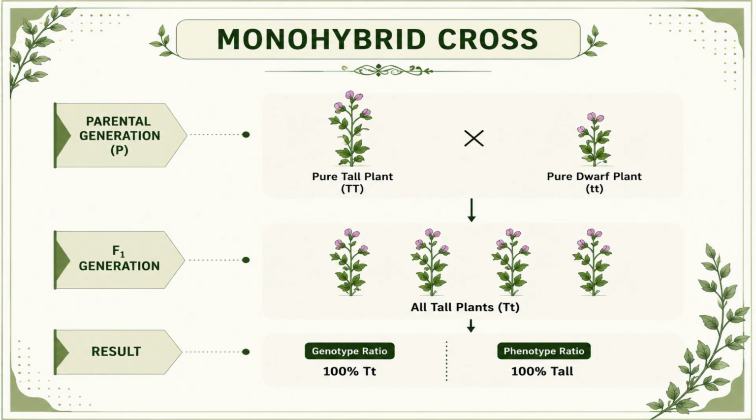An interesting observation was made here. All the plants in the F1 generation were tall. No dwarf plant appeared in this generation. This showed that one character was able to express itself completely, while the other character remained hidden. So, in this cross, the tall character appeared in all offspring of the F1 generation.